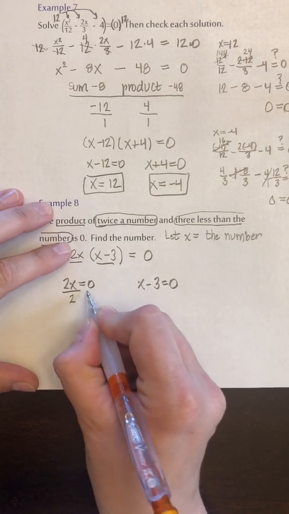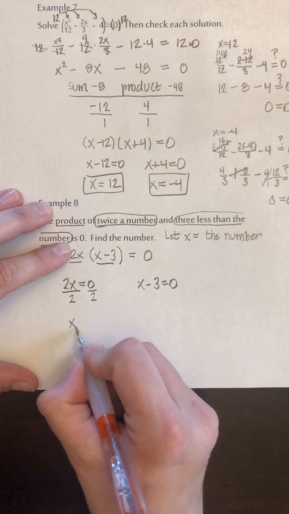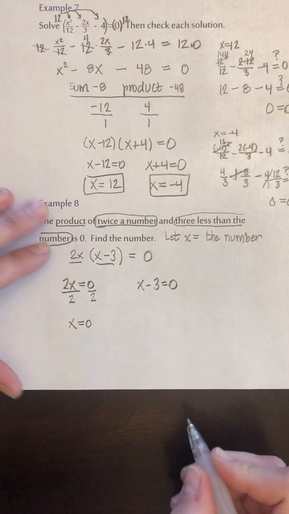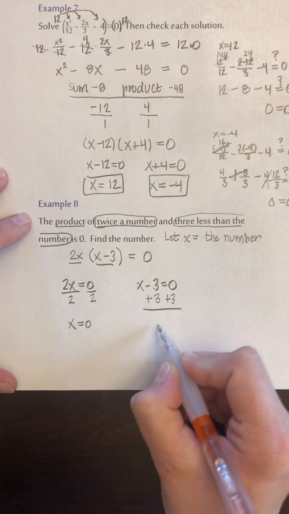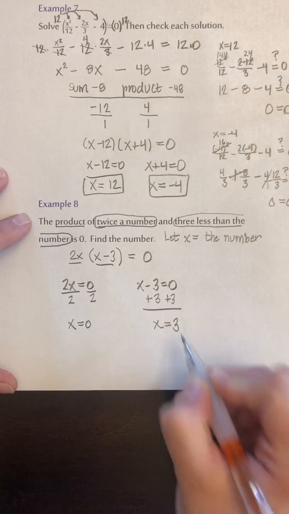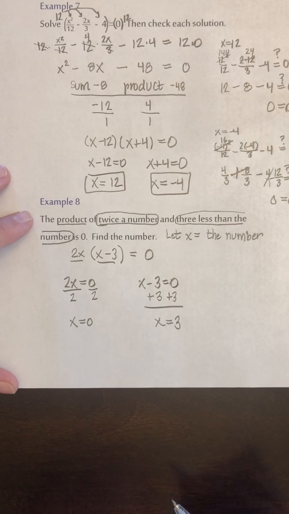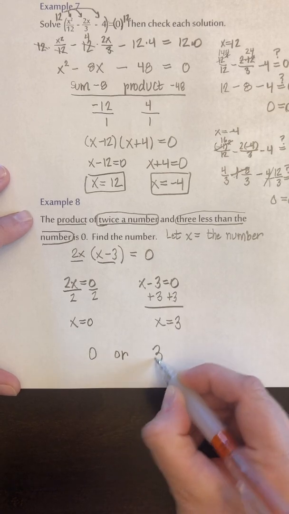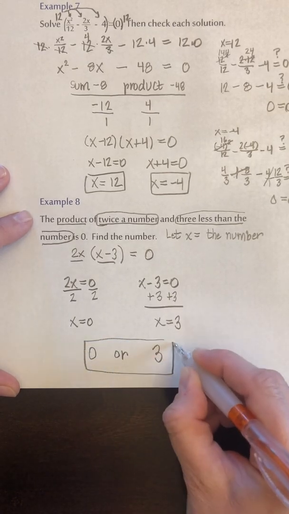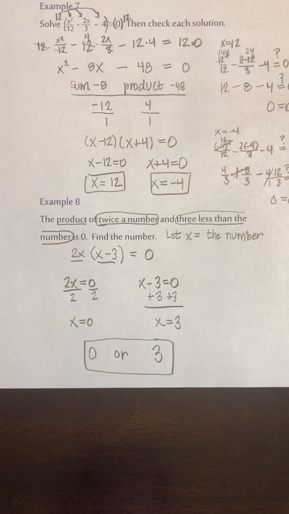So for the first one, I'm going to divide both sides by 2, and I get that x is 0. For the second one, I'm going to add 3 to each side, and I get that x is 3. So to answer the question, when it says find the number, my number could be 0, or it could be 3. 2 different options for that word problem.